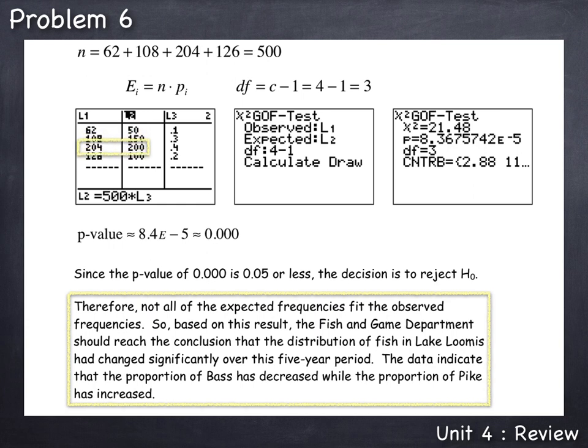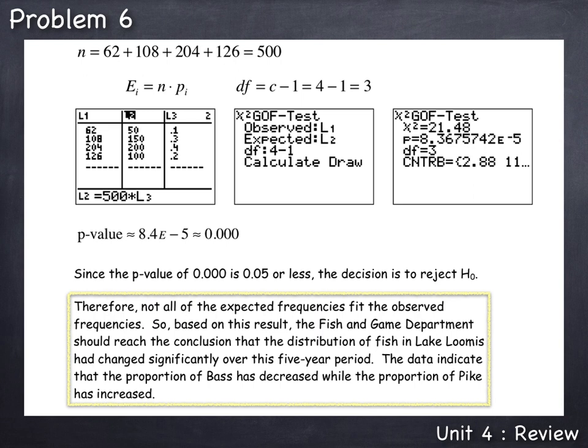Looking at the numbers for bluegill, where we expected about 200, but actually observed in a random sample 204, this is really not significantly different at all. It's essentially the same. So the conclusion can be that the bluegill pretty much has stayed the same over this time period. And finally, looking at the data for pike, where we expected 100, but actually observed 126, 126 is a significant increase above what we were expecting. So here we can conclude that the proportion of pike had actually increased significantly.